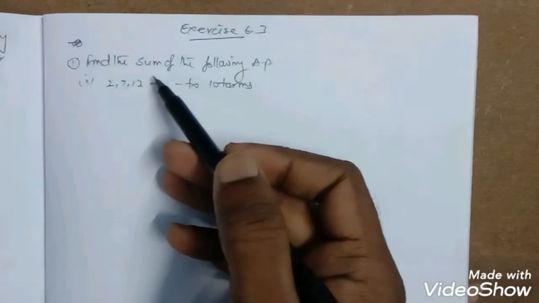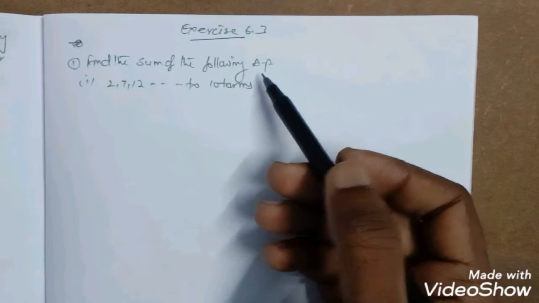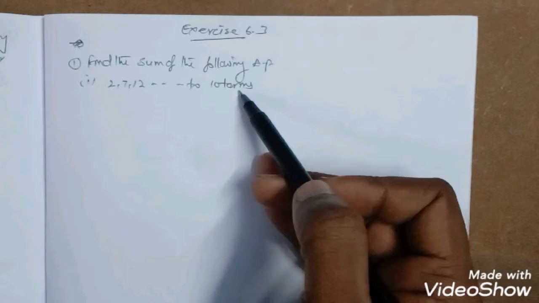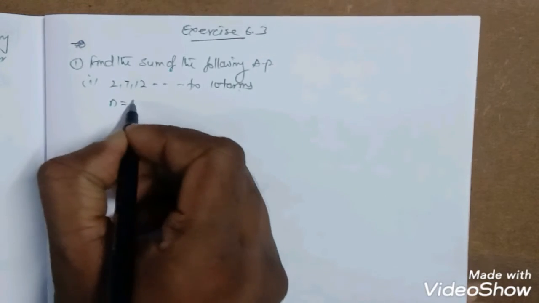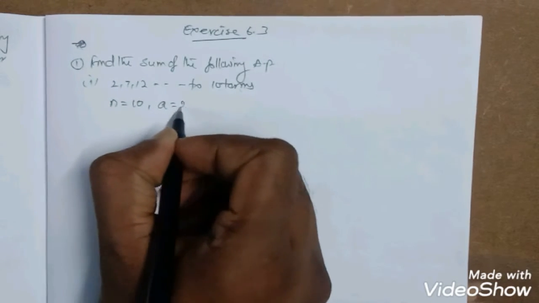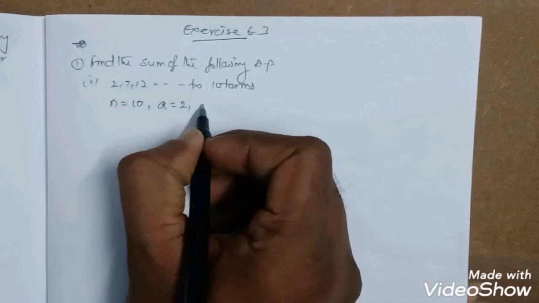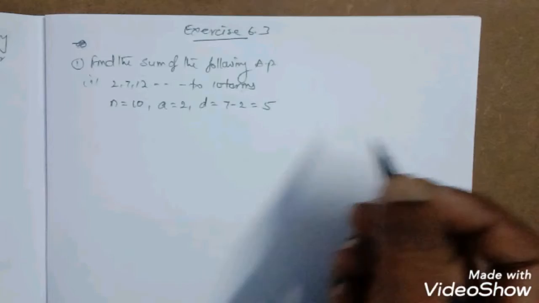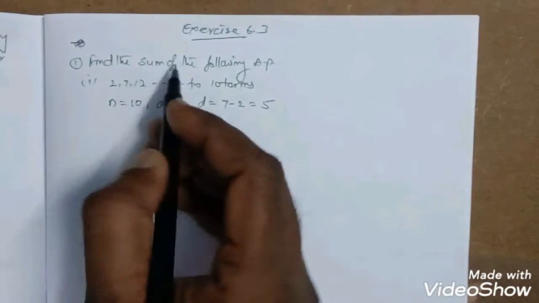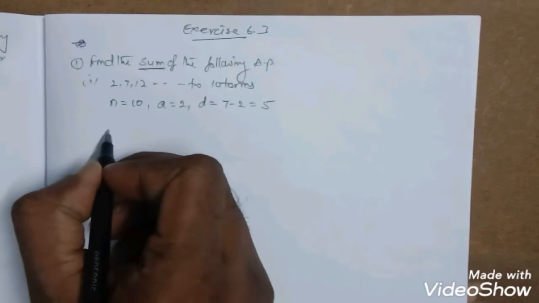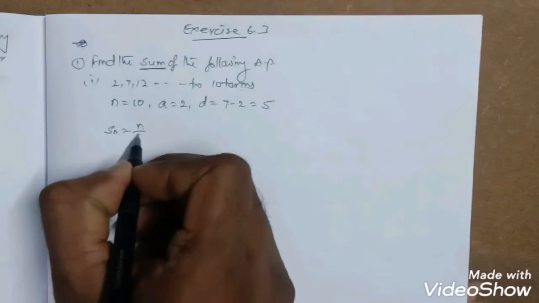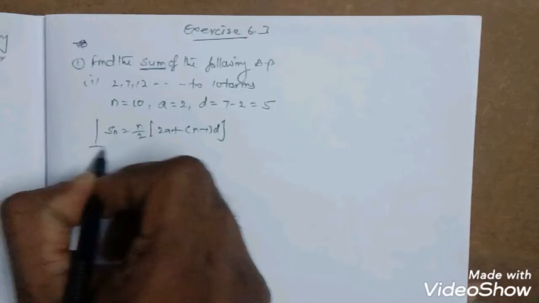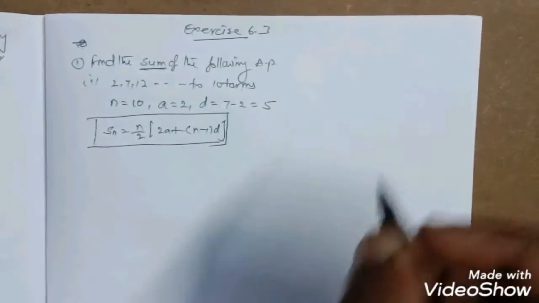Your first question is given as find the sum of the following arithmetic progression. Where the series is given as 2, 7, 12, and so on up to 10 terms. Means here total number of terms is 10, and here a value is given as 2, and here d, common difference, is given as 7 minus 2 is nothing but 5. Now based on this information we have to find the sum of the following, right? Sum as per your formula, Sn is equal to n by 2 into 2a plus n minus 1 into d. So we are using this formula because you don't have any last term of the series.